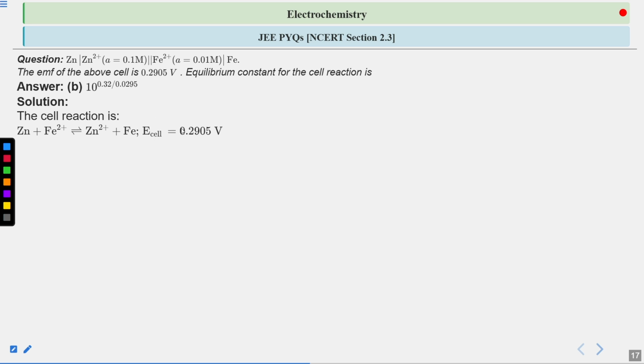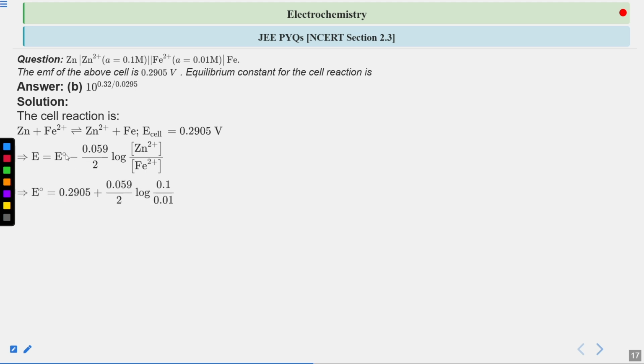The cell potential is given as 0.2905 volt for the cell reaction. The next equation will be E equals E naught minus 0.059 by 2, where 2 is n. So n, the number of electrons contributing in the redox reaction, is 2. Log of product by reactant: product zinc 2 positive upon reactant Fe2 positive. The neutral iron and zinc are in solid form, so we don't consider them in the product and the reactant. So E naught minus 0.059 by 2 log of zinc 2 positive upon Fe2 positive concentration.